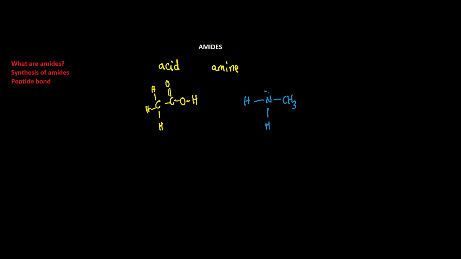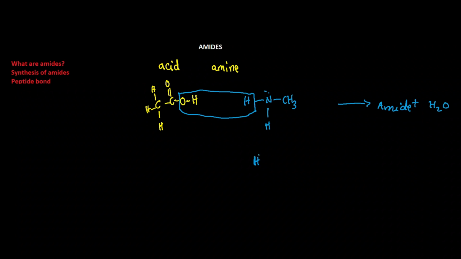Okay, so the carboxylic acid contributes the OH, okay, and the H is lost from here. So in other words, water is one of the products formed. Okay, so we have water and an amide. Okay, now the amide formed would look like this.